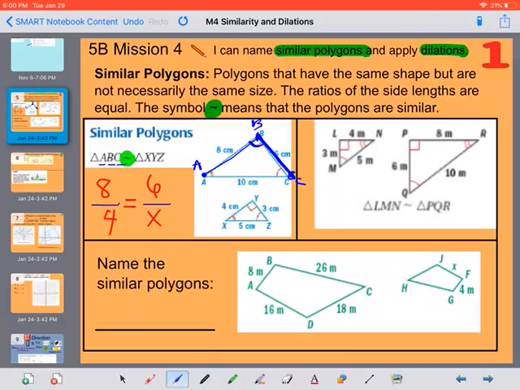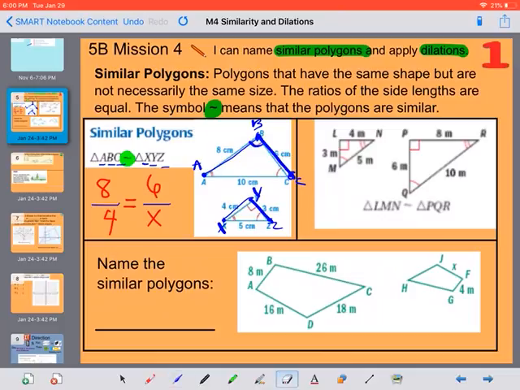The other triangle was named X, Y, Z because it's named in the same order, starting on the same side, going to the right angle, and then down the shortest side. They named that triangle X, Y, Z. Oftentimes, they use different letters to name our similar polygons. Sometimes they use the same letter.